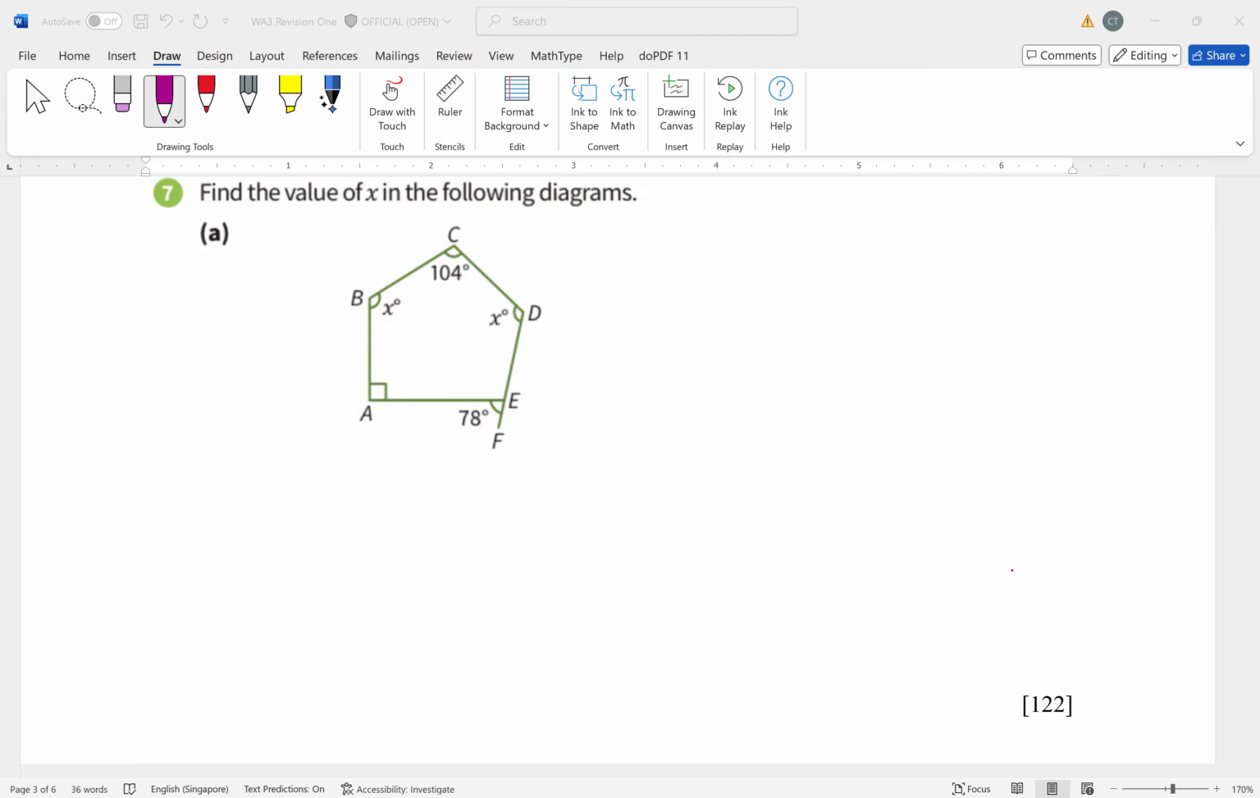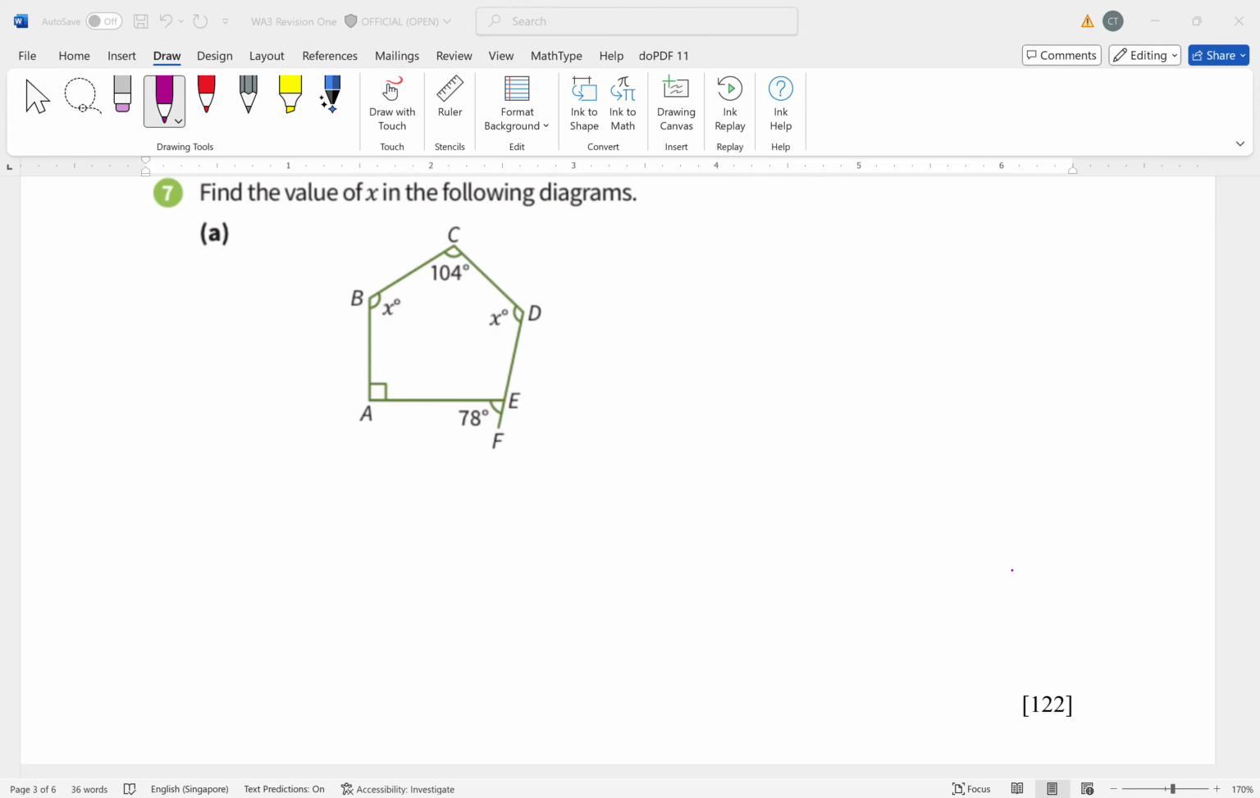Hi students, in this video I'll be going through questions 7, 10 and 13 of the WA3 revision worksheet 1. So these questions are regarding polygons. Right, so let's start with question 7a.